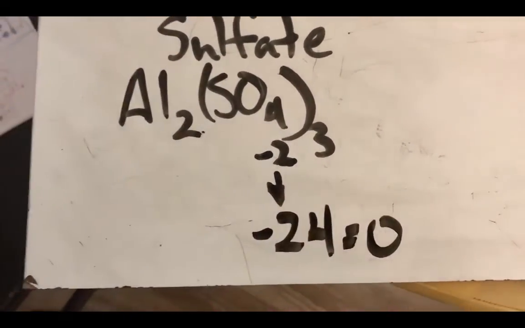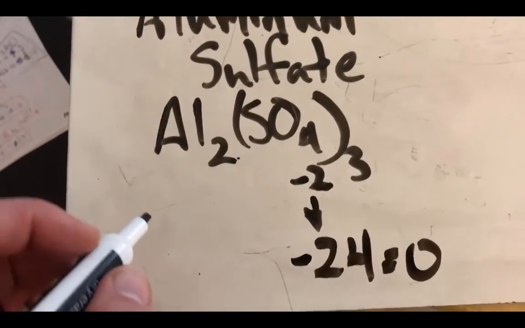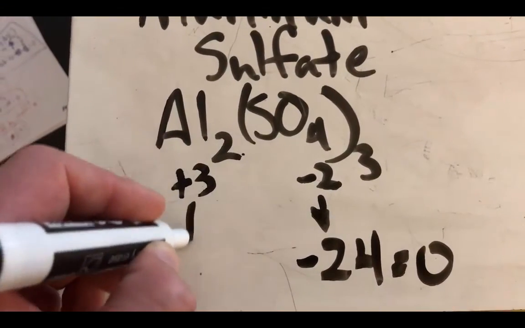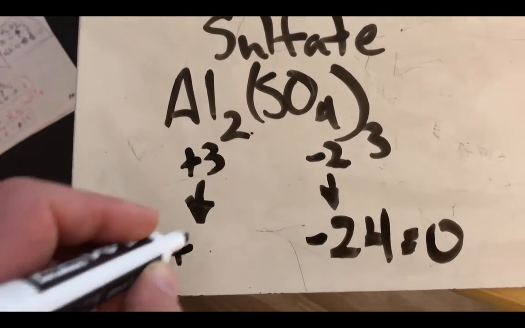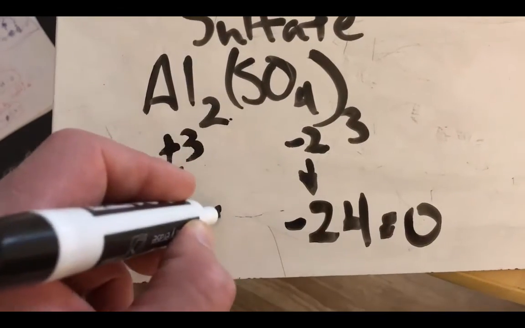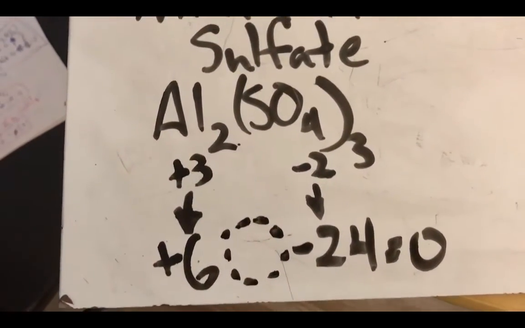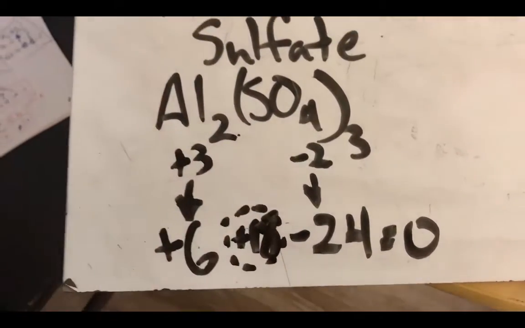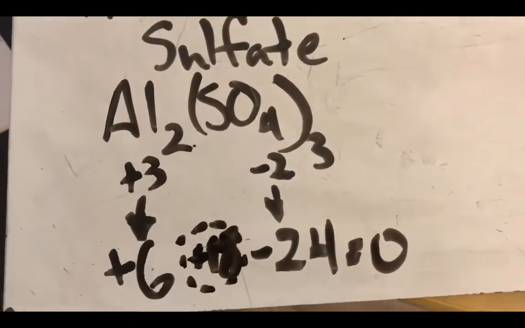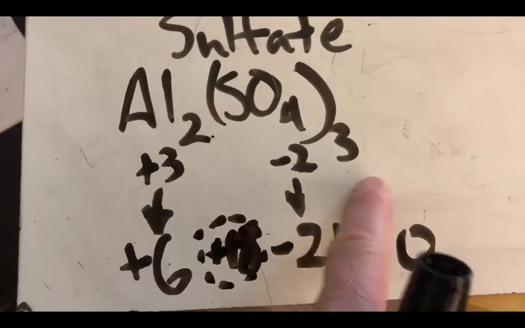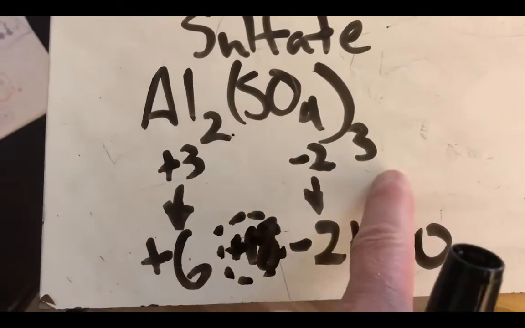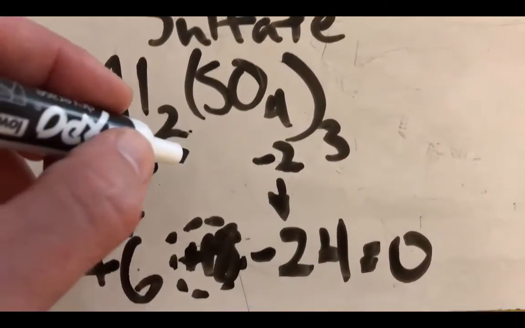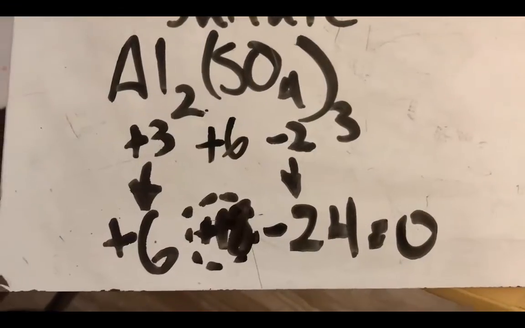Holy cow. Okay, aluminum off of our chart is always a +3, and so this is going to be a +6 charge. So what mathematically has to go here to make this 0? Well, it has to be a +18. Well, how many sulfurs do I have? I have 3 of those. So 18 divided by 3 is a +6.